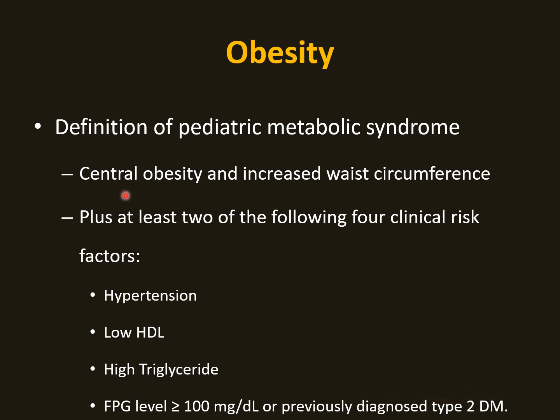You need to memorize the pediatric metabolic syndrome criteria: central obesity with increased waist circumference, plus at least 2 of the following 4 clinical risk factors: hypertension, low HDL, high triglycerides, fasting blood glucose more than or equal to 100 milligrams per deciliter, or previously diagnosed with type 2 diabetes mellitus. Remember, acanthosis nigricans is not one of these criteria.